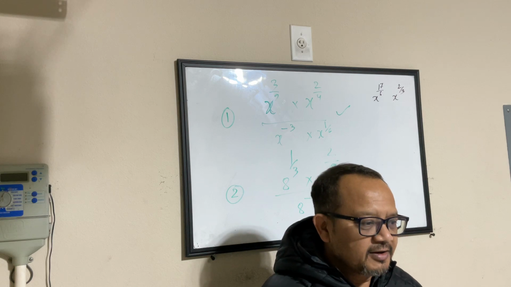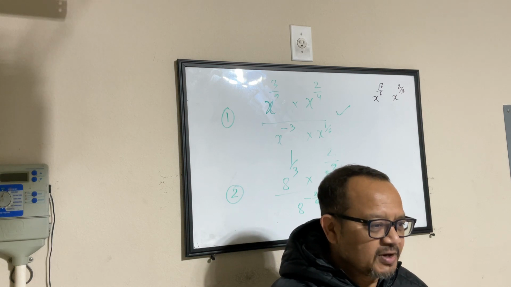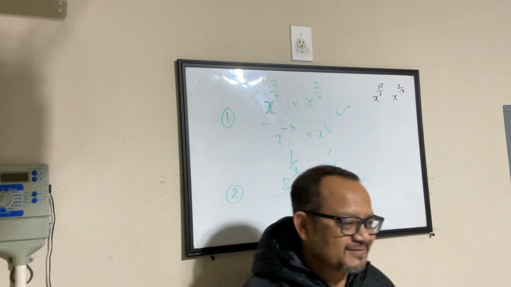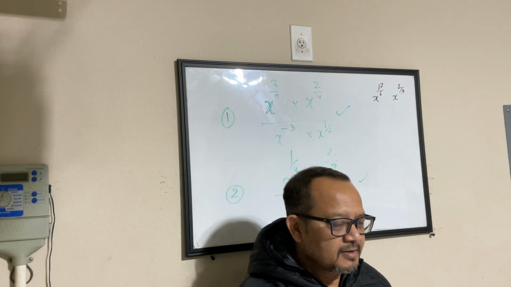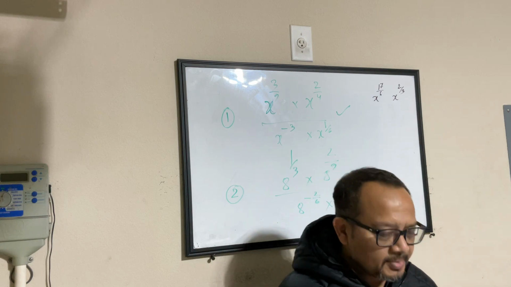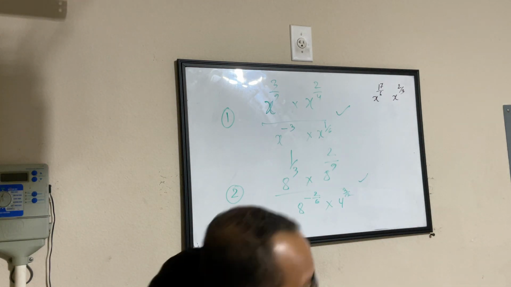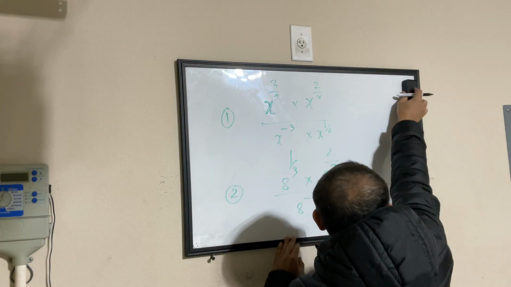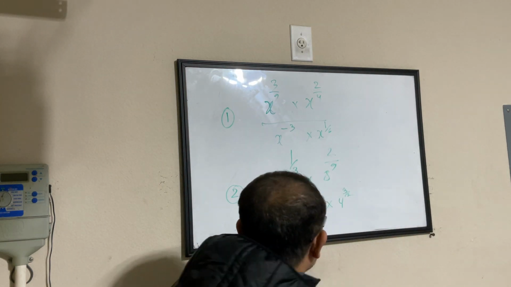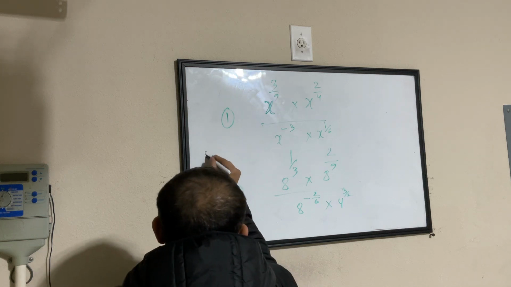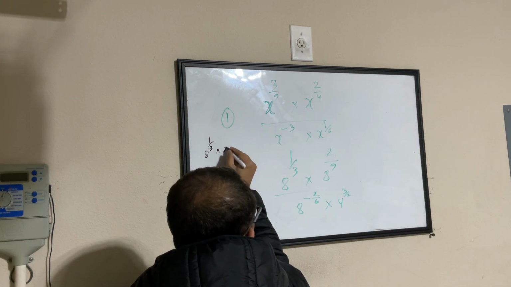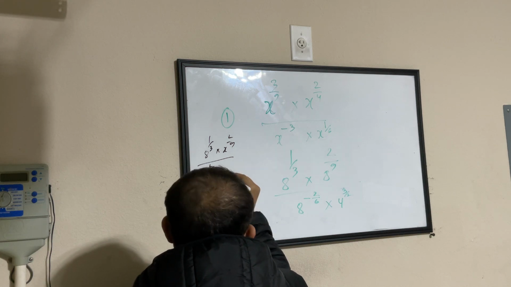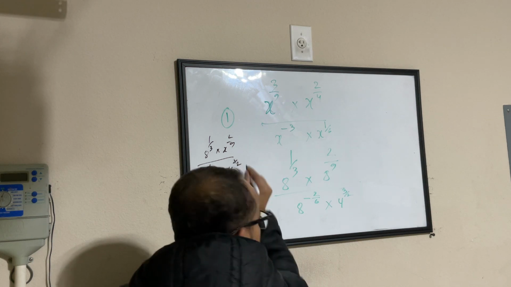Anybody ready with the answer? Okay, so I would request you guys to watch me do it and then verify that with your answer. So let me write it in the corner. 8 power 1 by 3 times 8 power 2 by 9 divided by 8 to the power minus 2 by 6 times 4 to the power 3 by 2.